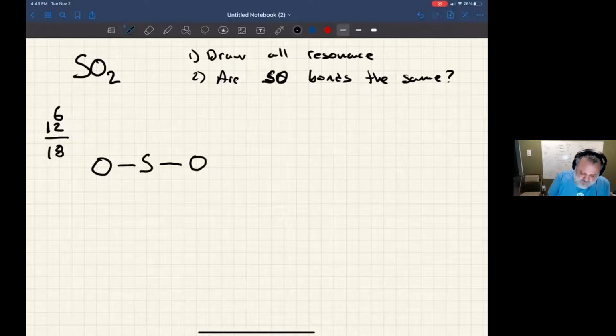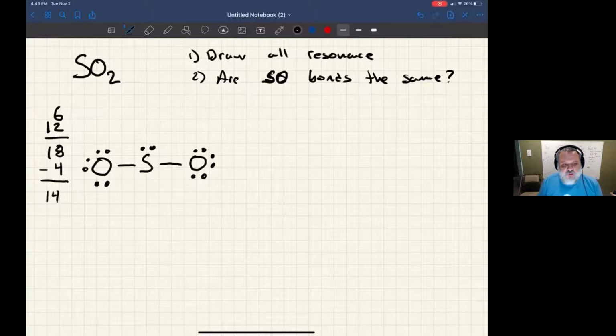Let's draw a single bond between each of the S's and the O's. Let's reduce our count. That's 4, so I should have 14 left. And so let's think here. 1, 2, 3, 4, 5, 6, 7, 8, 9, 10, 11, 12, 13, 14. Well, it looks like the oxygens have octets. I've used all 14 electrons, but sulfur is still missing an octet.